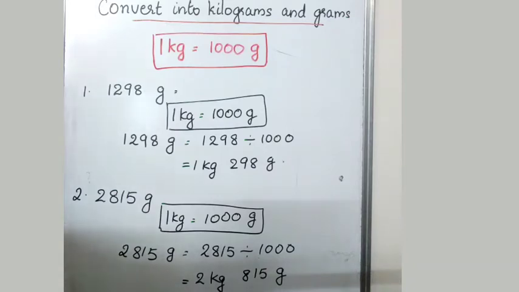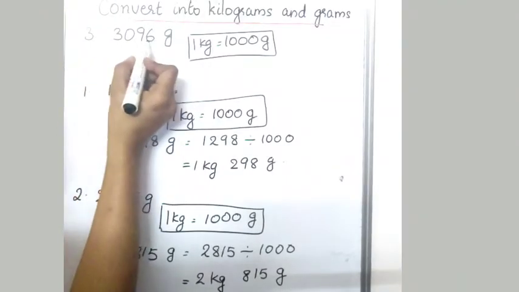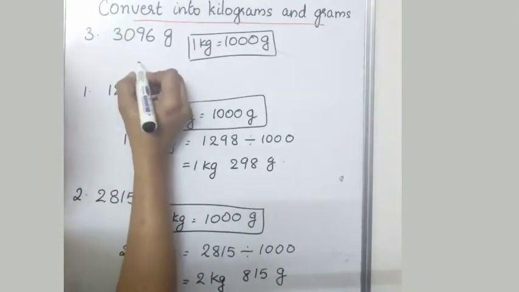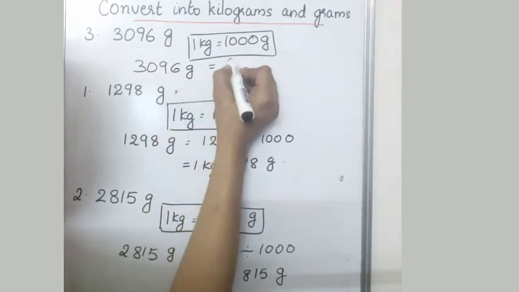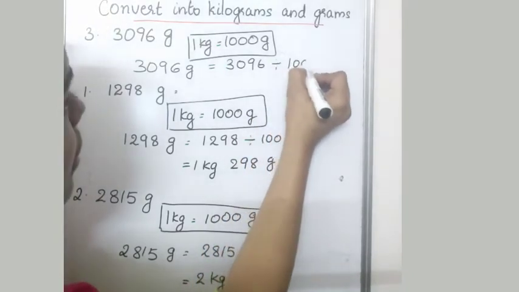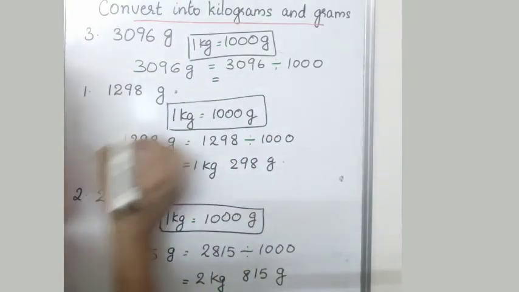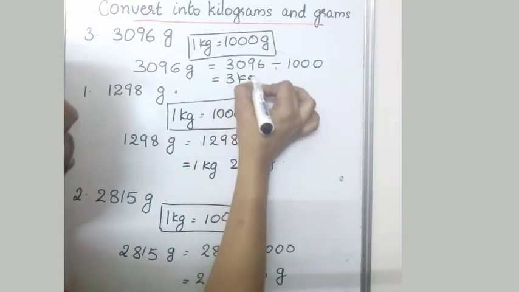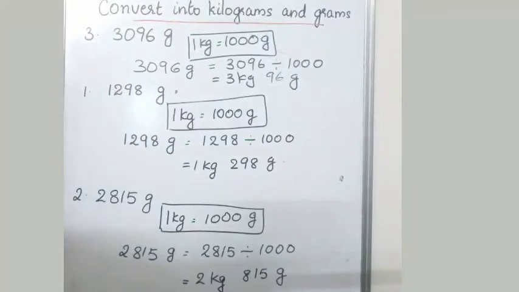One more question. 3096 gram. We know that 1 kilogram equal to 1000 gram. So 3096 gram equal to 3096 divided by 1000, 3 zeros, 3 places. This will become the gram and this is the kilogram. 3 kilogram 96 gram. Okay.